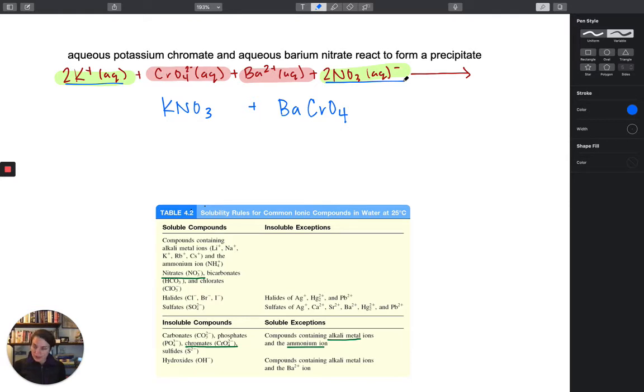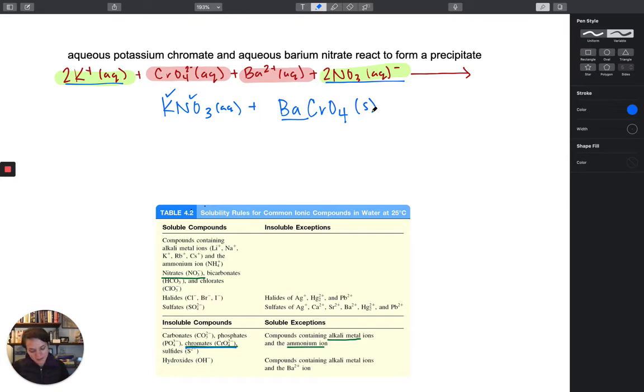And now we want to look at our solubility rules and say, okay, we know a precipitate formed, so which one precipitated? Here we have an alkali metal and a nitrate, so we know that's aqueous. And here we have barium chromate, so we want to go back and look at chromates. Alkali metal or ammonium, that is not barium. Barium is not an alkali metal, nor is it ammonium. So this is going to be insoluble.